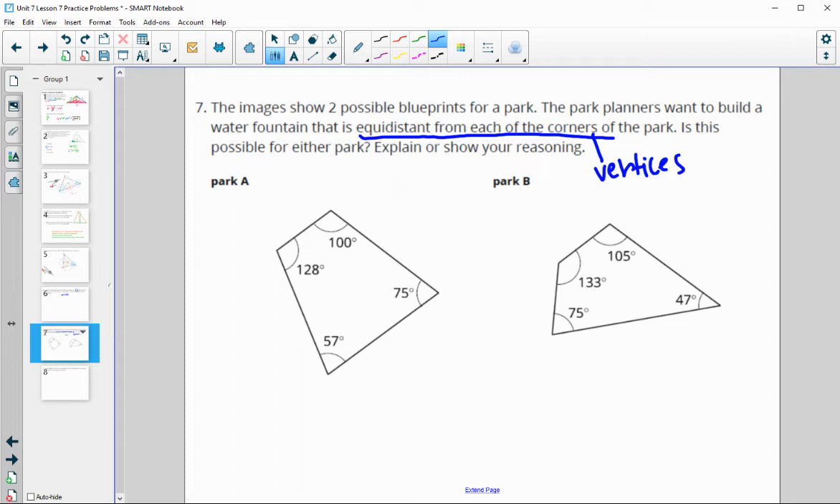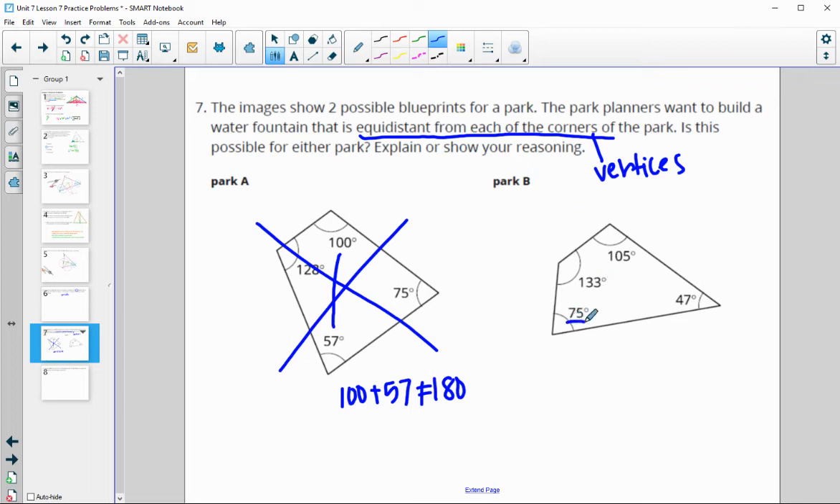So if we could find a point that's equidistant from all of these corners, we could draw a circle from the point that would hit each of these points. So what we're really looking at here is, is this a cyclic quadrilateral? So we want to look at those opposite angles and see if they total 180. So in this first park, these do not. So we will not be able to draw a circle that touches all points at the same time. So it is not possible for park A.